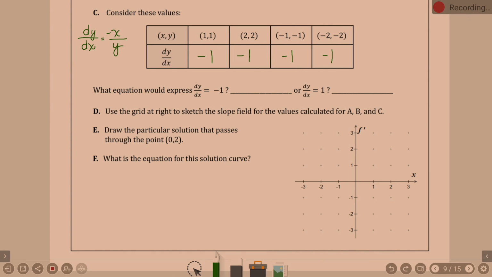What equation would express dy/dx equals negative 1? y equals negative x. So this is kind of integrating here. But basically, what equation goes through (1, 1), (2, 2), these same points? If we want negative 1, it'd have to be y equals negative x plus c. If we want positive 1, we're going to say y equals x.